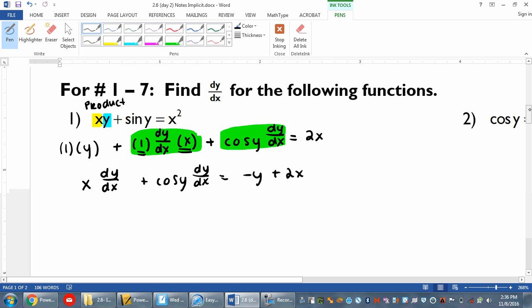Now, to solve for dy over dx, because remember, dy over dx is the derivative, the goal is to find the derivative. You are going to factor it out.